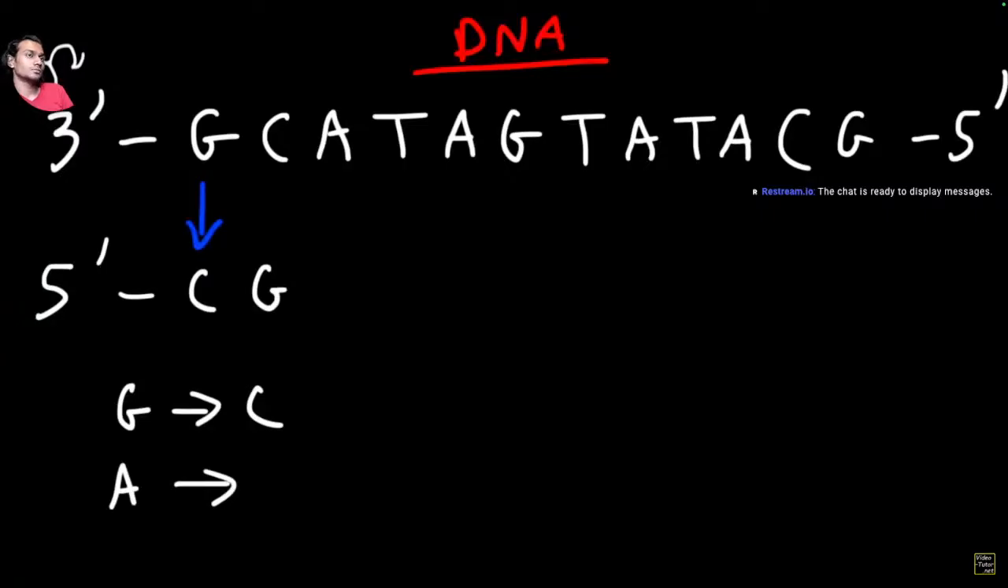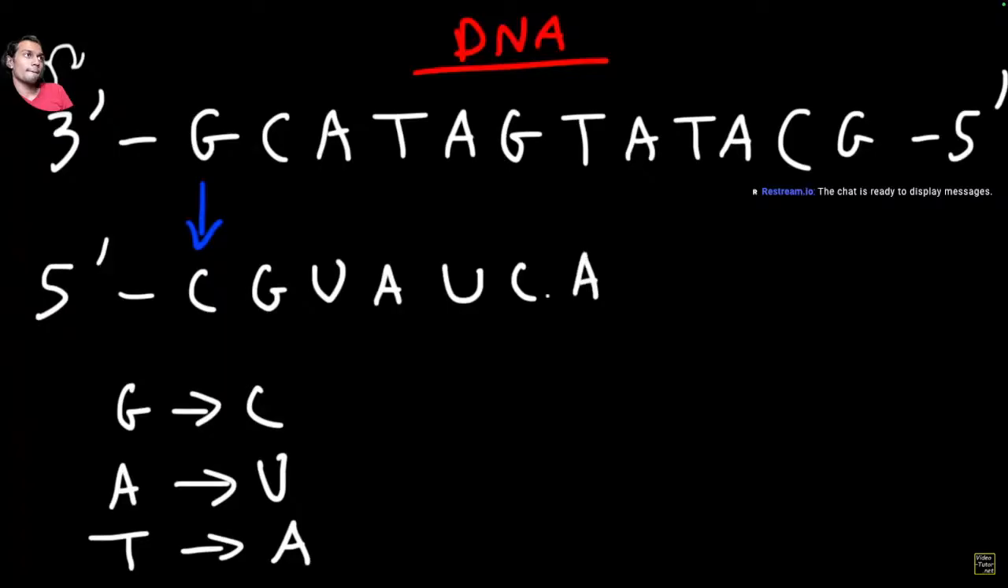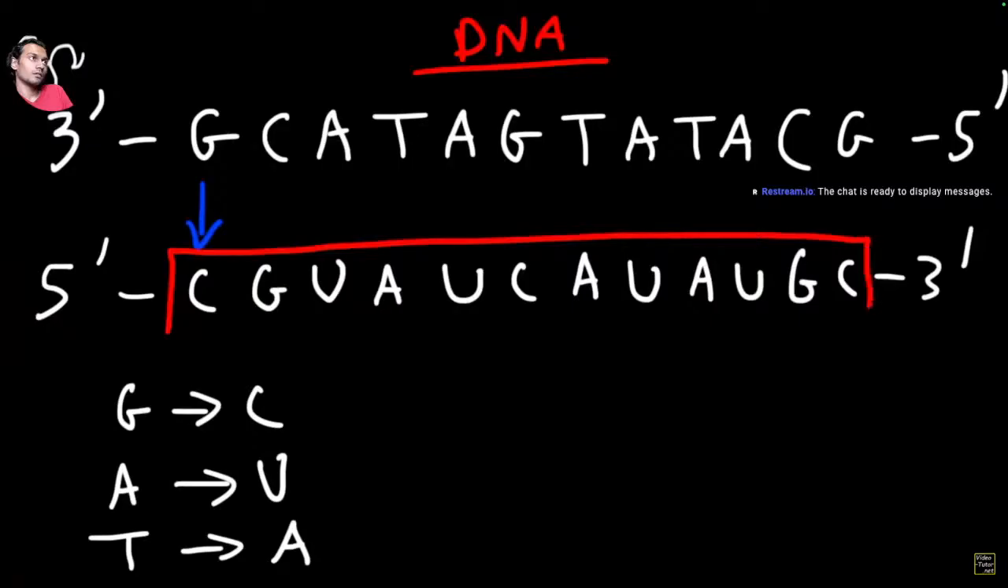Now, what letter corresponds to A? A usually corresponds to T, but there's no T in RNA. Instead, A is going to correspond to U for uracil. But T in DNA corresponds to A in RNA. And so if we continue, everything else is going to be U, C, A, U, A, U, G, C. And so this is the mRNA strand nucleotide sequence for the DNA listed above.